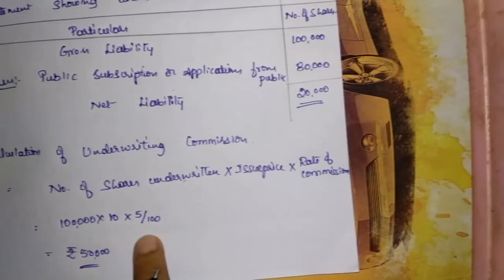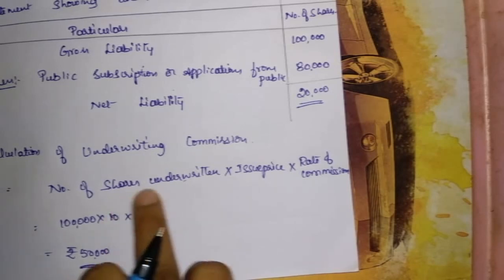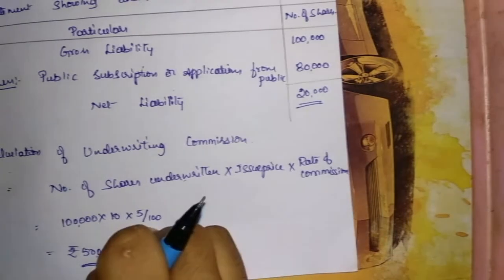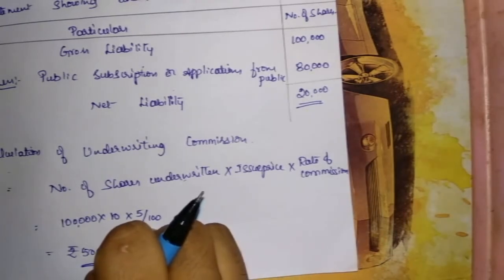So you have to remember regarding underwriting commission. Underwriting commission as per the Companies Act should not exceed 5% on shares and 2.5% on debentures. Remember, while calculating underwriting commission, the commission rate should not exceed 5% in case of shares and 2.5% in case of debentures.